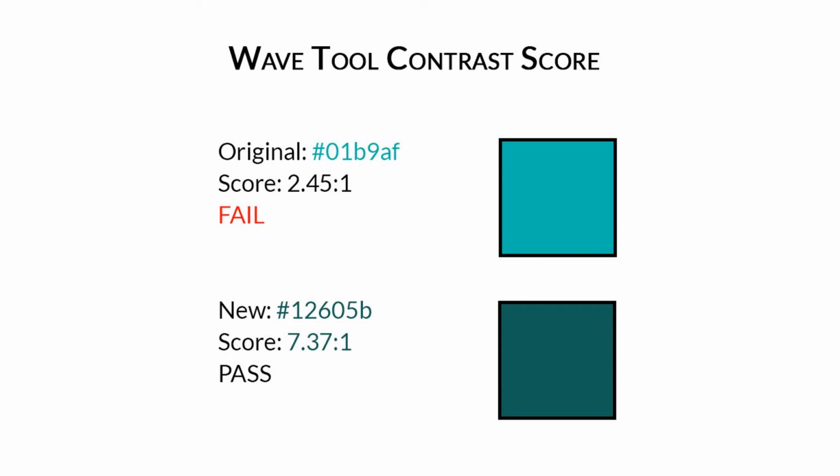The original light green was hexadecimal 01B9AF. It had a score of 2.45 to 1. That's a fail. I created a new darker green, hexadecimal 12605B. It had a score of 7.37 to 1. That's a pass.